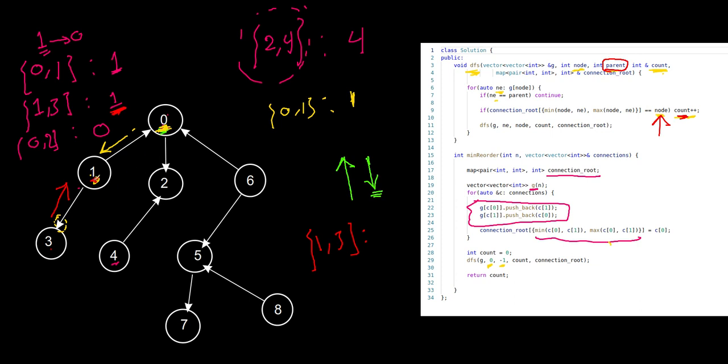The parent here is the parent node, so when we visit 1, the parent is 0. All the neighbors for the node 1 are 0 and 3. So because the parent is 0, we don't want to visit the parent again. We need to go down in the tree, the same as here. Visit 0, then 6, then 5. When we are at 5, we don't want to visit 6. We need to visit 7 and 8.